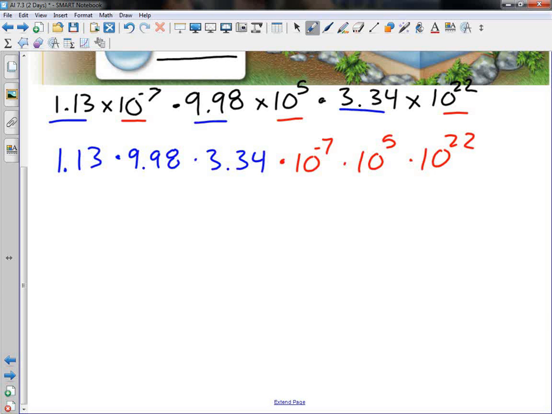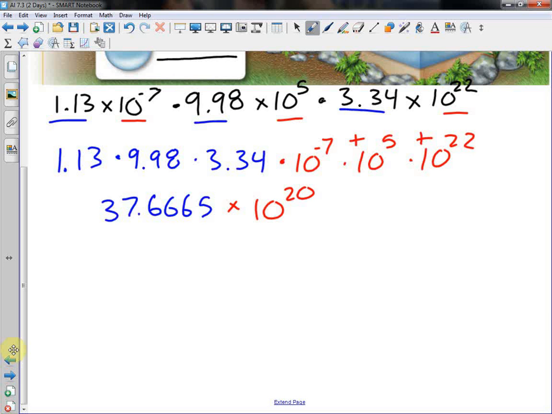So let's do the blue first at the front. So I have 1.13 times 9.98 times 3.34, and I am using a calculator. I am not doing that in my head. I get 37.6665. Looking at the red side, well, they're all the same bases, right? Times 10, so the base can be the same. The only difference is I have to add my exponents, which is going to give me the 20th. That one I actually did do in my head.